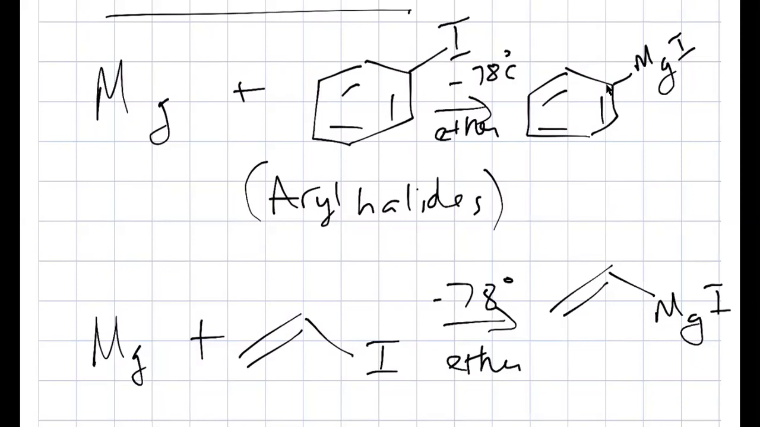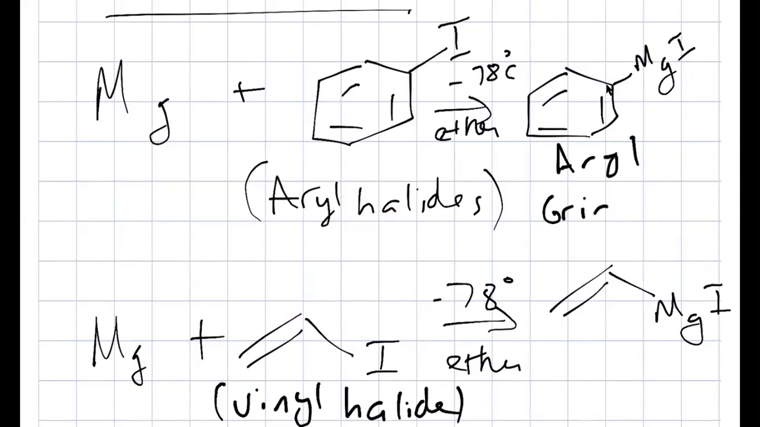And let me give this a name down here too. This is a vinyl halide. And this is an aryl Grignard. And then this will be a vinyl Grignard.